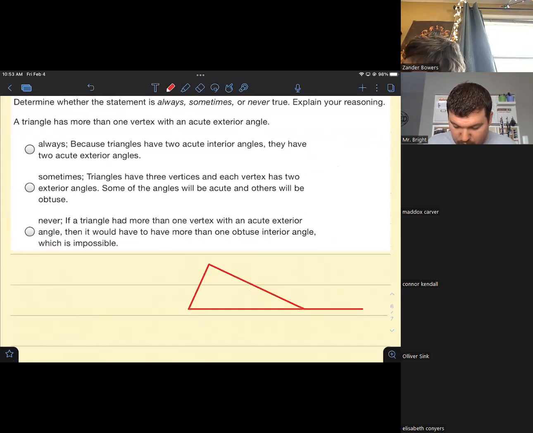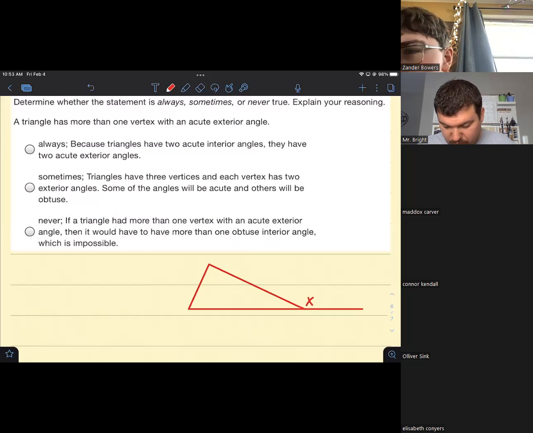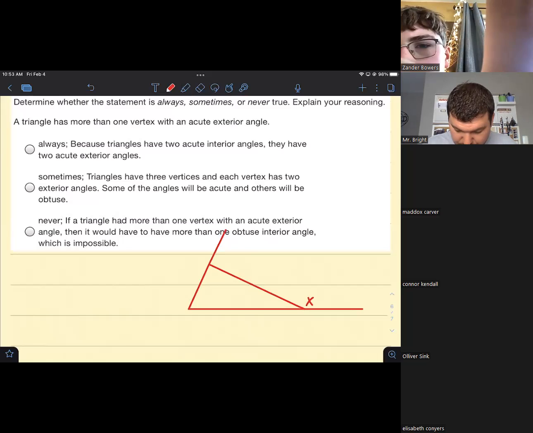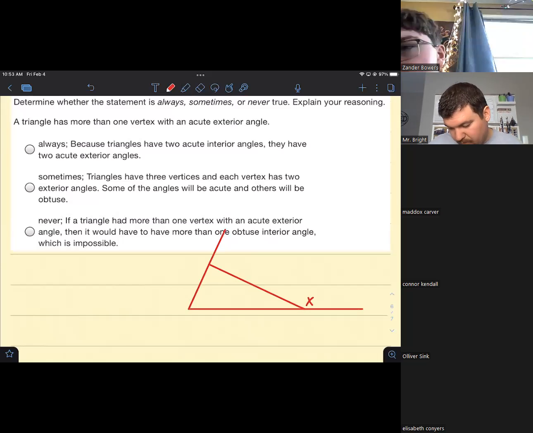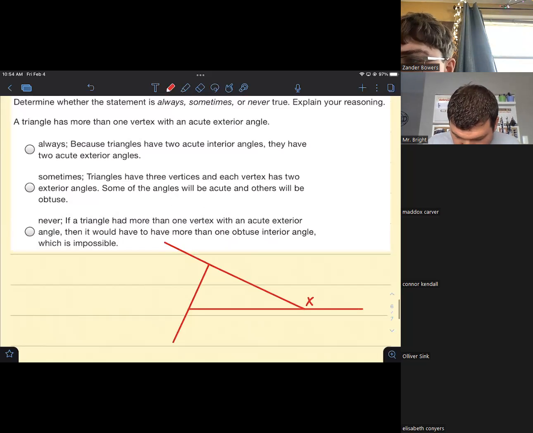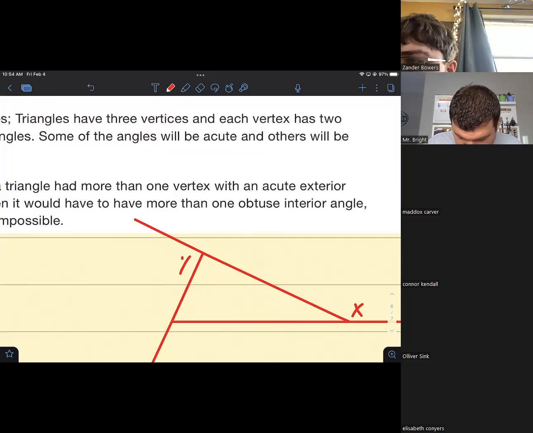Okay, I'm going to extend that line. We're going to call this X, the exterior angle. A triangle has more than one vertex with an acute exterior angle. So this is an obtuse angle. If I extend this line, and then extend this line, these are my exterior angles.